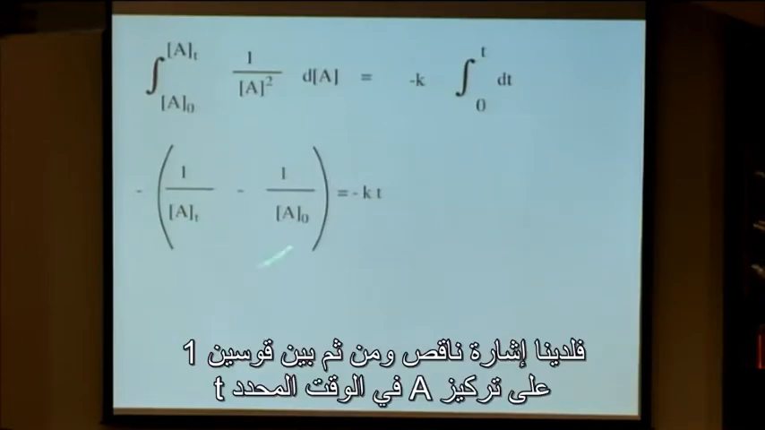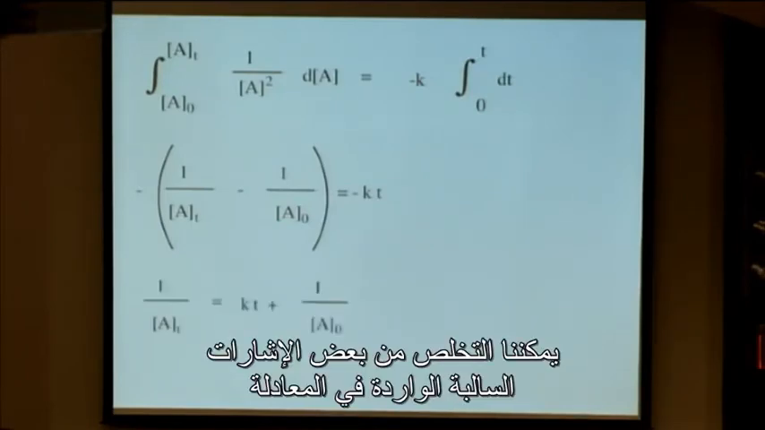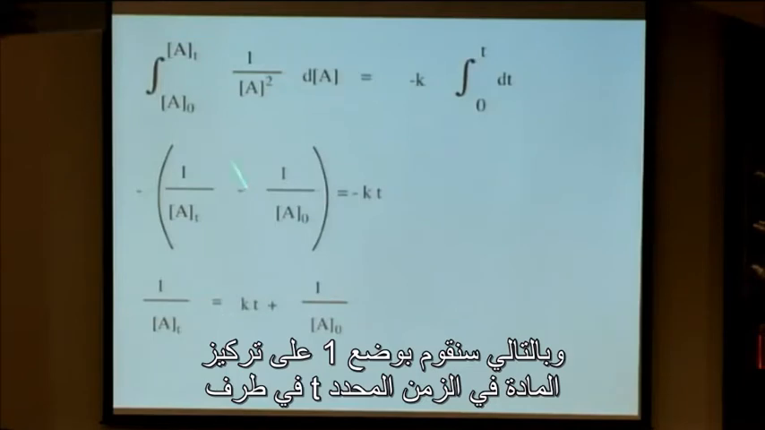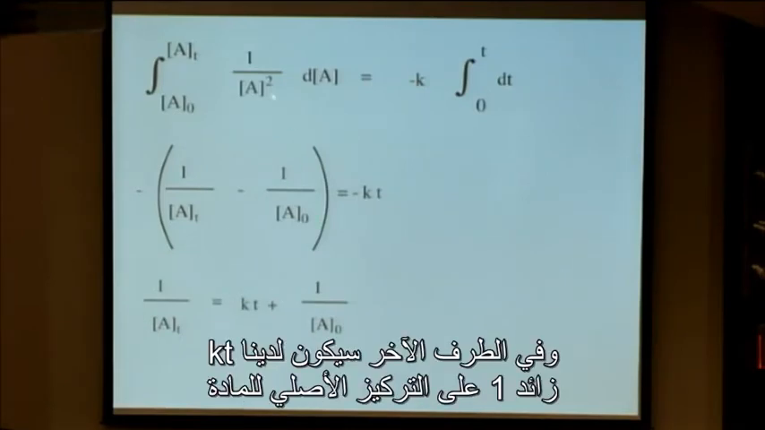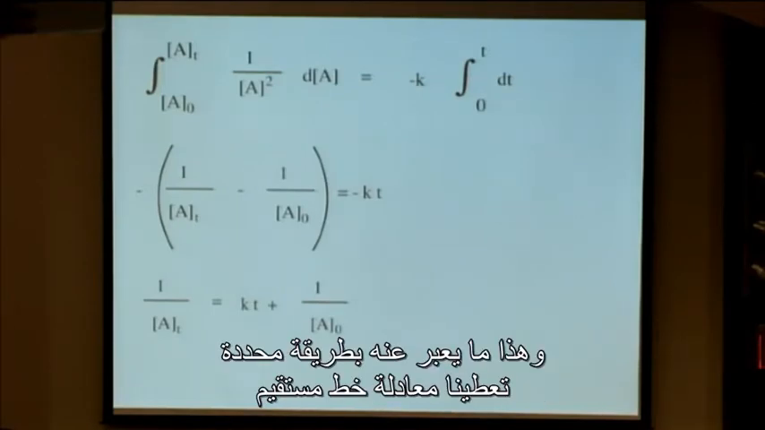Now we have minus parentheses 1 over the concentration of A at some time t minus 1 over the original concentration equals minus kt. We can get rid of some of these minus signs. And so we are going to bring the original concentration over to this side. We have our kt, and now we have this other term. The original concentration term is on the other side. And this is expressed in a certain way that gives you the equation for a straight line.